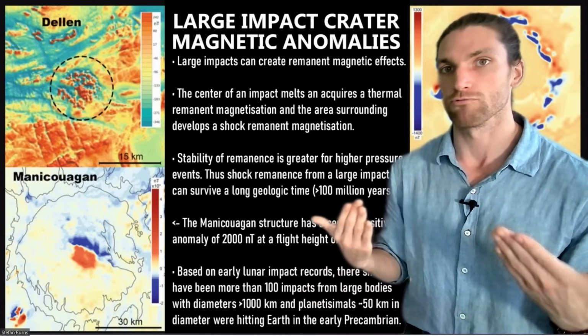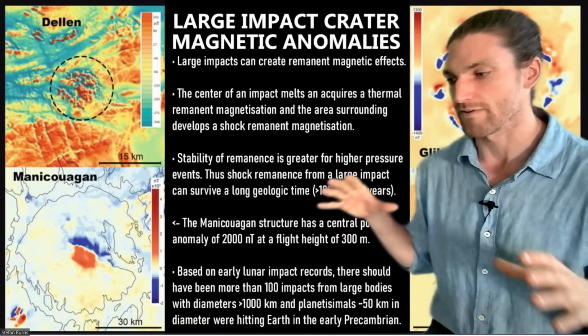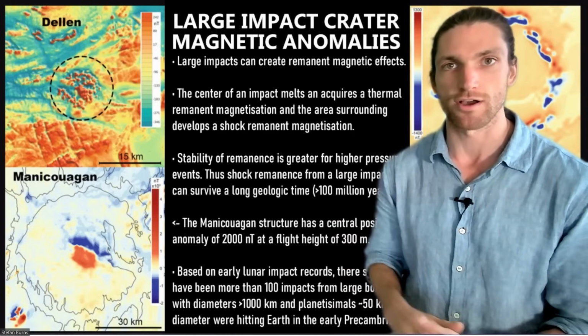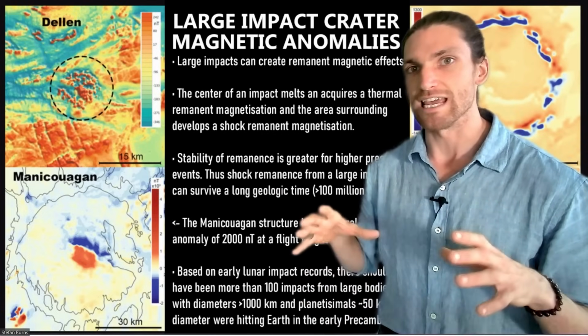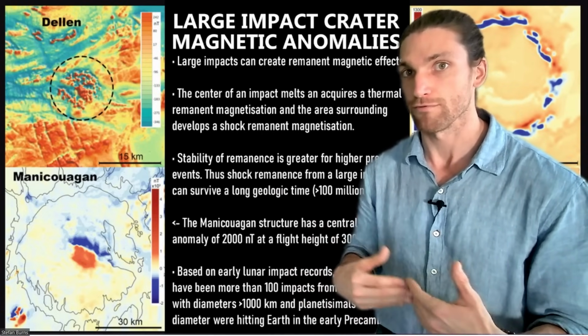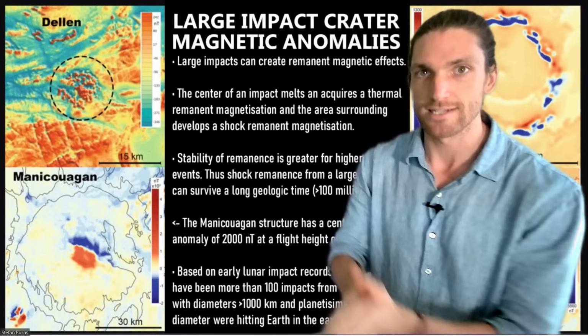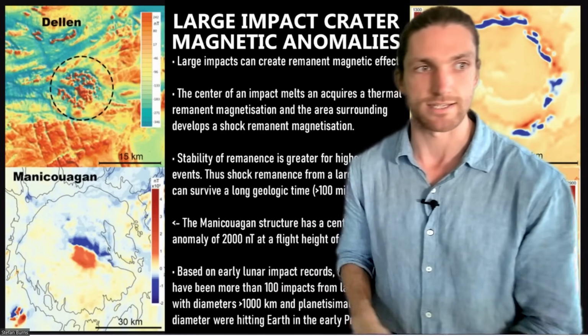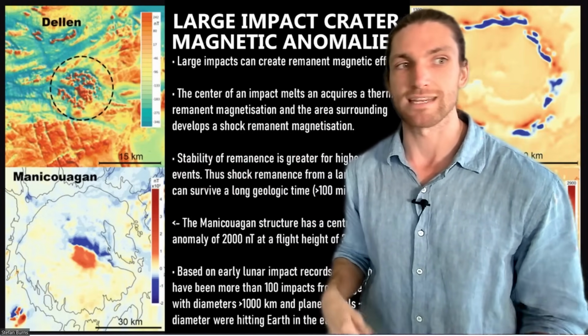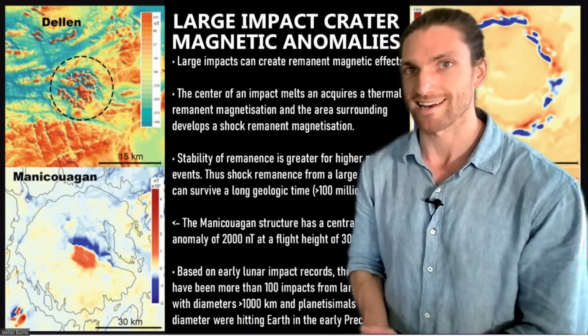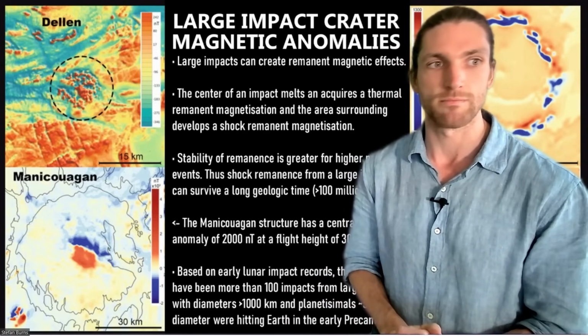And this is called remnant magnetization. So if you have an impact 50 million years ago that melts something and creates this remnant magnetization, it will hold that magnetic field imprint from 50 million years ago into the present day if it still exists. And then the surrounding area for a very large impact can even acquire shock remnant magnetization. So a very similar mechanism.